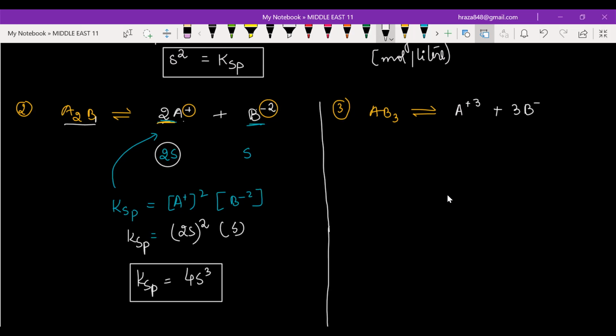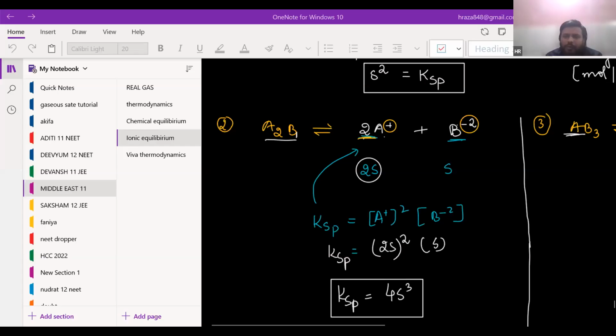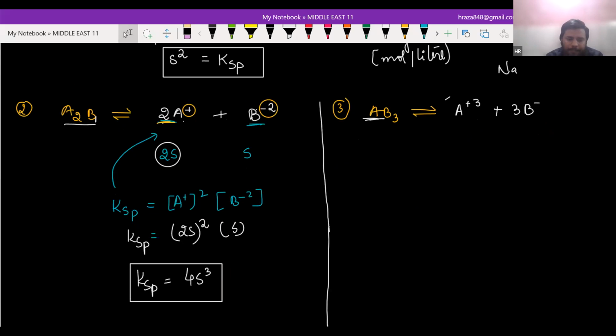Sir, A is minus 3, isn't it? Not minus 3. First position represents cation. NaCl, what does this mean? According to IUPAC, the first position in an inorganic compound is the cation. So we always take it as the reference positive. Okay.